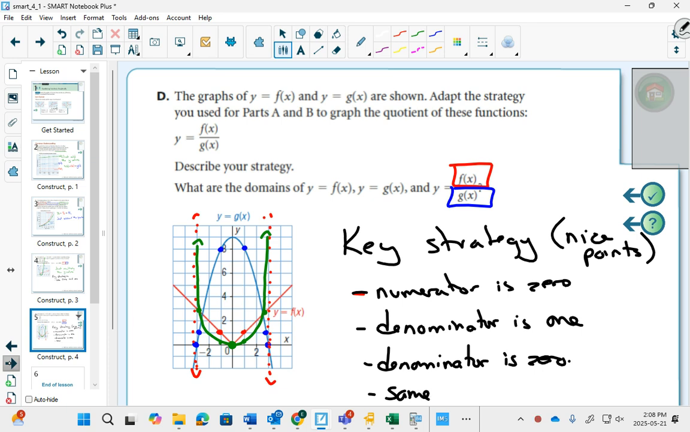The other key point: what happens when you do the same divided by the same? What do you always get? 1. Where the two graphs intersect, they're going to have the same y values. It's the same strategy, just divide the y values. So on my graph, they're the same right here. Oh, I guess my green graph should have been 1 right there. Let's make it a little wider. Same thing here, they're the same. It's going to equal 1 where they're the same.